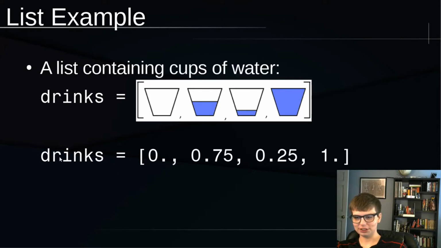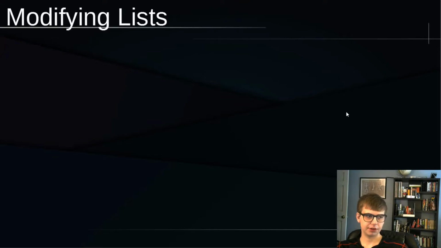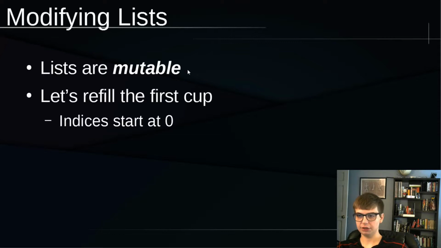So how we can put this in Python is we say drinks equal 0, because this one's 0% full, 0.75, because this one's 3/4 full, 0.25, and 1, so on. Now we can modify lists. So for example, that's what it means when a list is mutable. So we can refill the first cup. Let's say these are drinks on a platter, and we are a waiter, and we go grab one of them, and we want to give this person some more water.